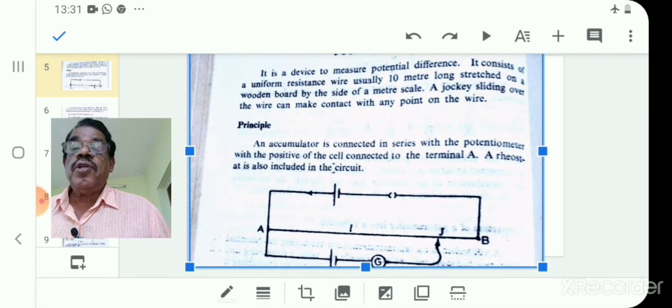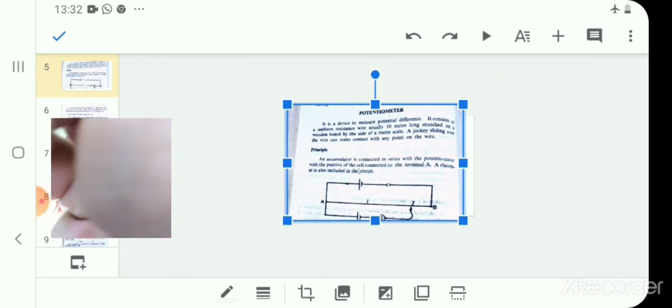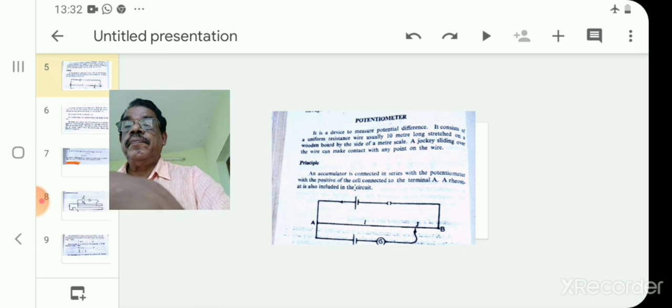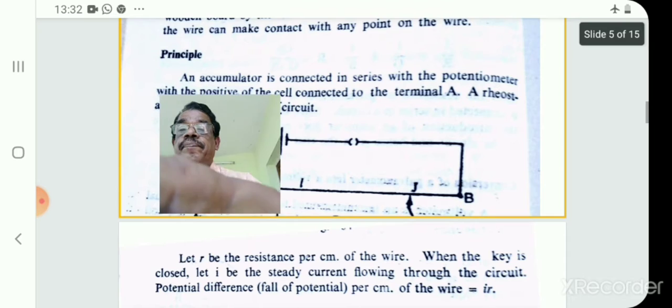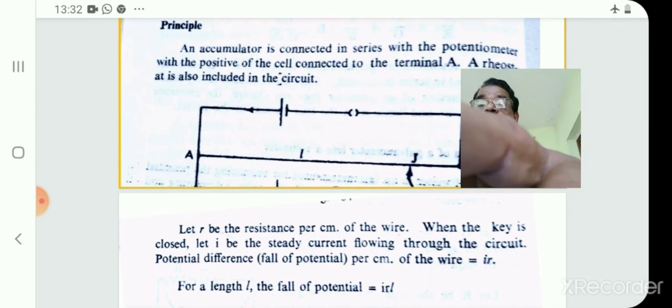So in a potentiometer there are 2 circuits. One is a primary circuit which consists of a 2 volt cell and a key. And there is a secondary circuit which consists of a primary cell, a galvanometer and a jockey. Jockey is a contact maker. Using the jockey we can touch at any point on the wire. The balance length is always measured from the end A. That you remember. So that is the potentiometer.